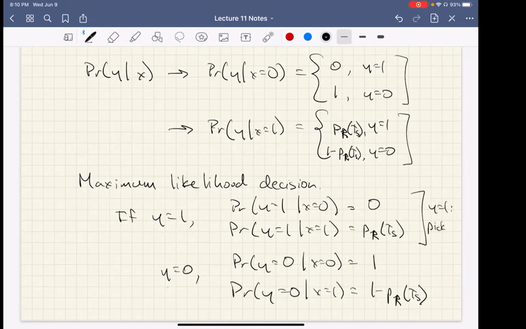So if y equals 1, I pick x equals 1. And if y equals 0, I always pick x equals 0. So that makes sense. If I see something, then I assume something was sent. If I don't see anything, then I assume nothing was sent. In general, these maximum likelihood decisions for concentration shift keying, if it's binary and if one of the output letters is 0, then if you see anything, you have to pick 1.